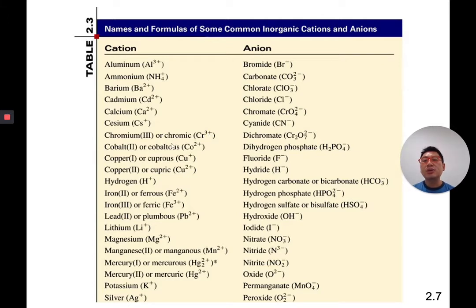This other set of terms, chromic, cobaltous, cuprous, cupric, ferrous, ferric, plumbous, those are called the classical names. We won't be using them, but they are still around. But cobalt 2 is known as cobaltous. Cobalt 2 is cobalt plus 2 charge.